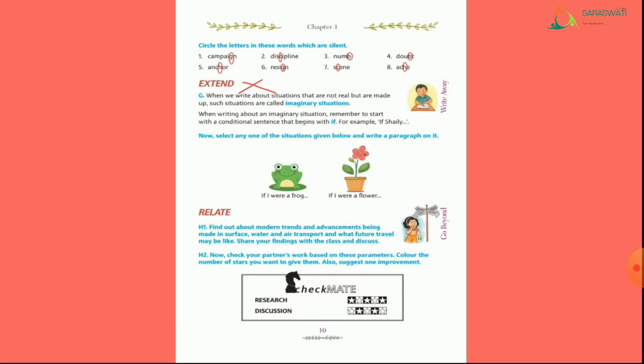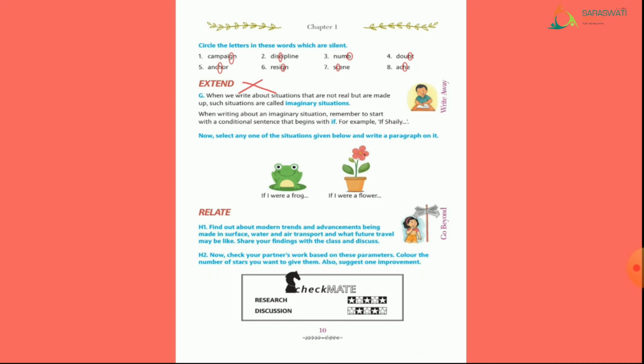Campaign. Now in the word campaign, G is silent. G is not pronounced. Second word is discipline. In the word discipline, C is not pronounced. Number 3, numb. In the word numb, B is not pronounced. It is not pronounced as "numb-b". It is numb.